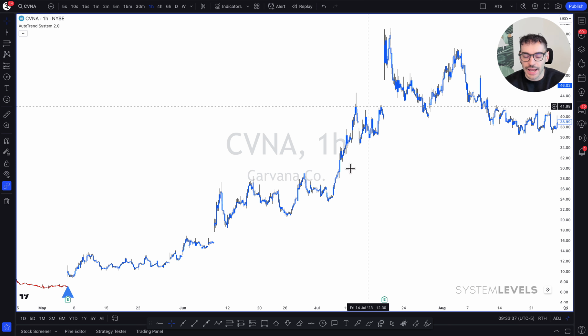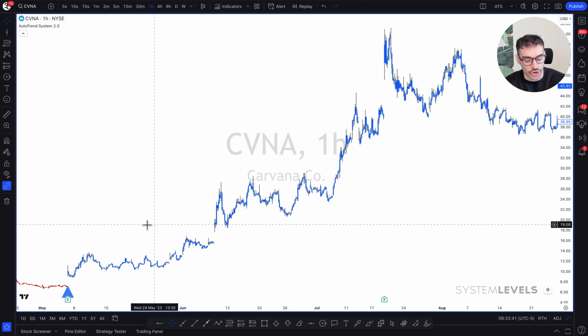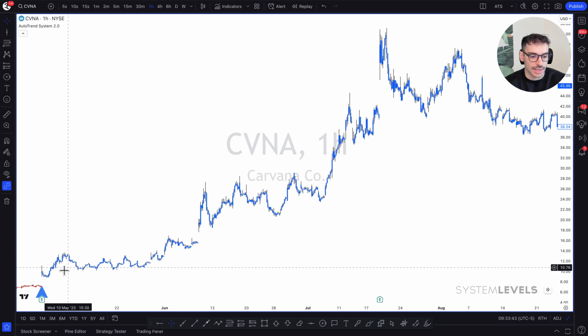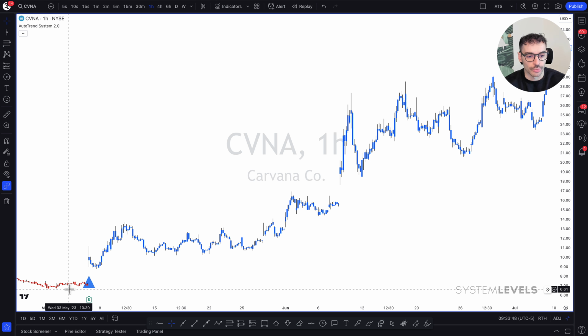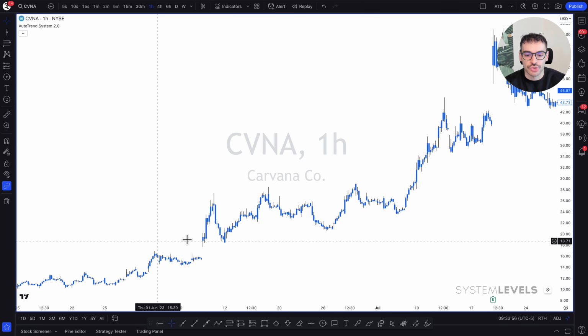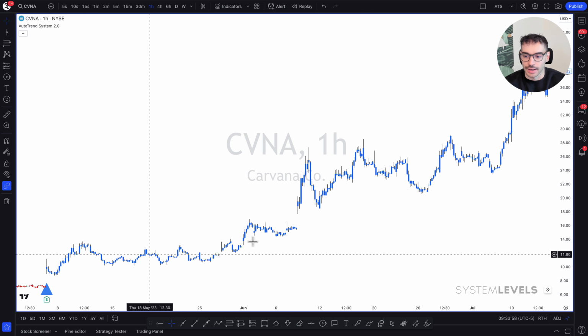So for example, I have brought up here a random chart. This is CVNA 1 hour chart. And as you can see, the ATS gave us a new buy signal. So it changed its color from red to blue and it gave us this new buy arrow here. And this resulted in a really big uptrend to the upside that was going on for a long time, actually several months.